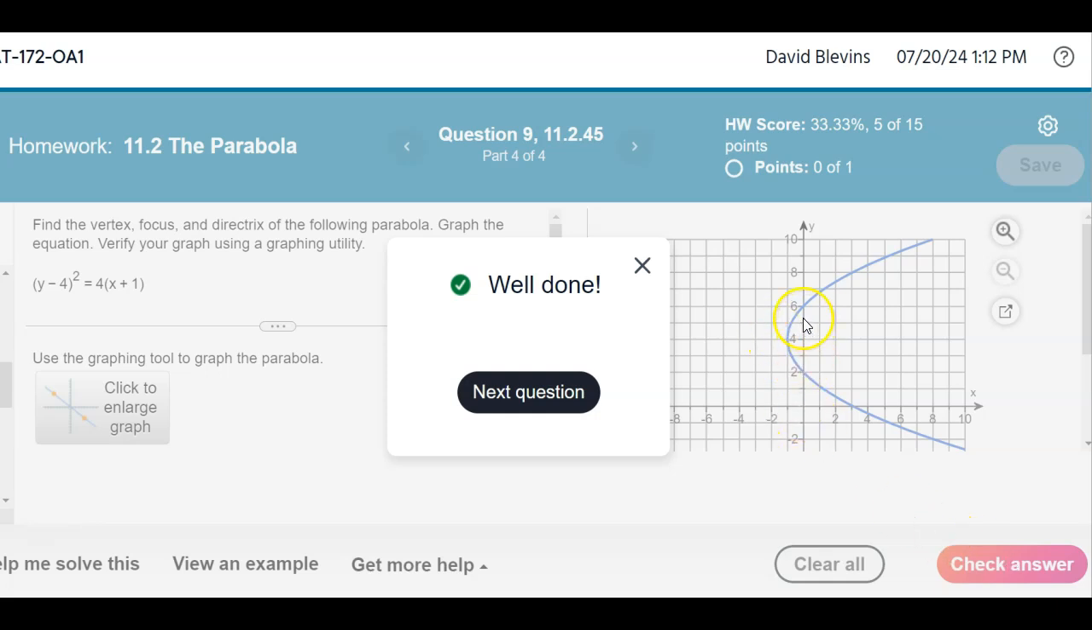It doesn't matter if you do the upper point for the latus rectum or the lower point, as long as you get that second point on there.